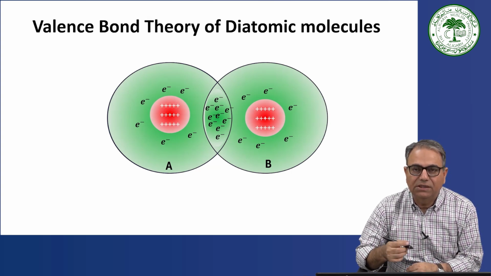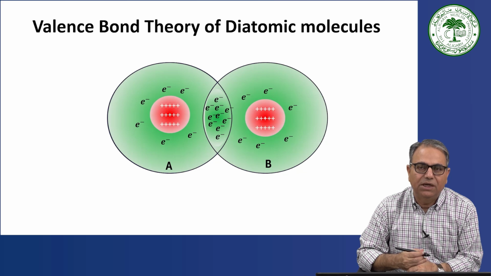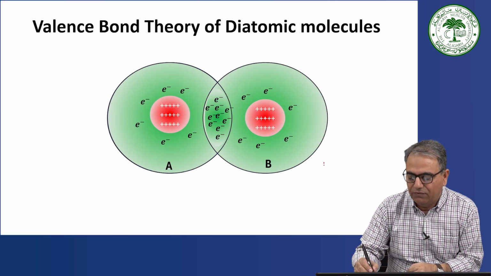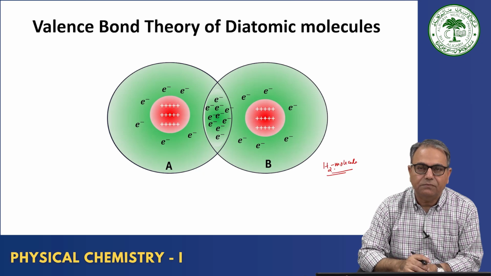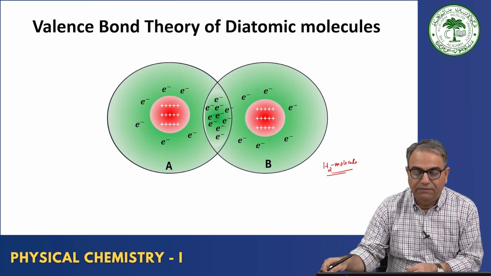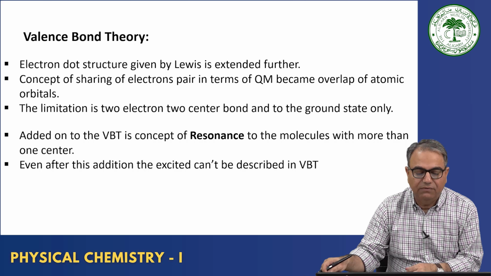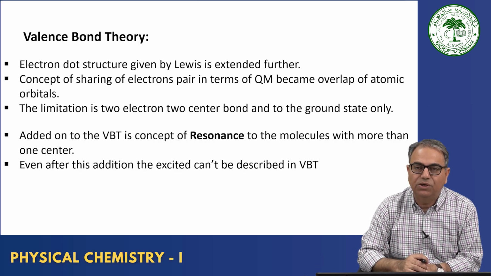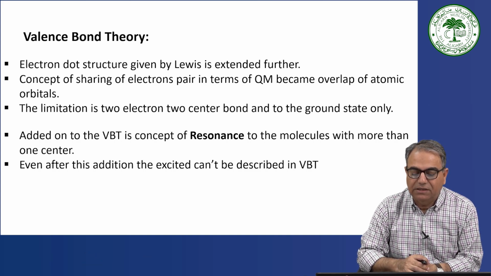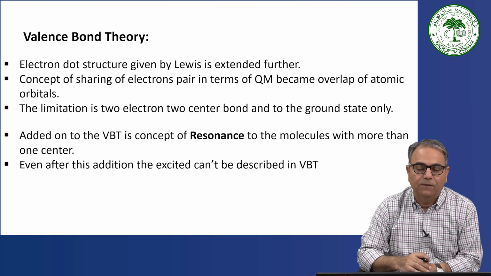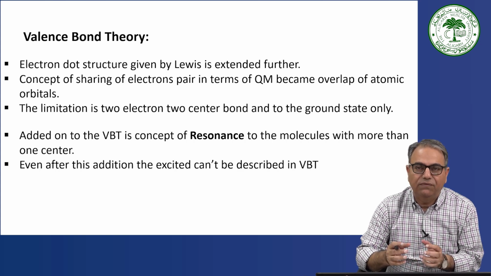Now we are going to investigate this covalent bonding between two atoms, taking the H2 molecule as an example. In quantum mechanics, how do we treat this covalent linkage between two hydrogen atoms? Valence bond theory is actually an extension of the electron dot structure given by Lewis, and we say that the concept of sharing of electron pair, in terms of quantum mechanics, became the overlap of atomic orbitals. Earlier you used to say that sharing of electrons takes place.